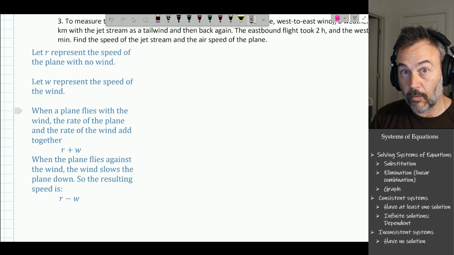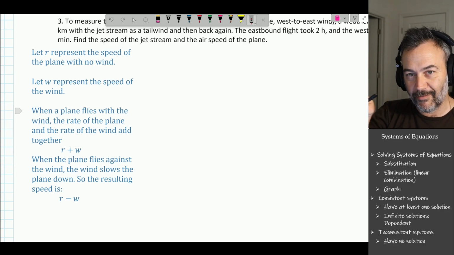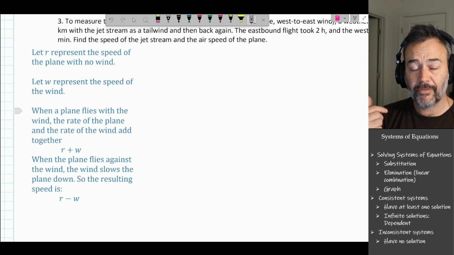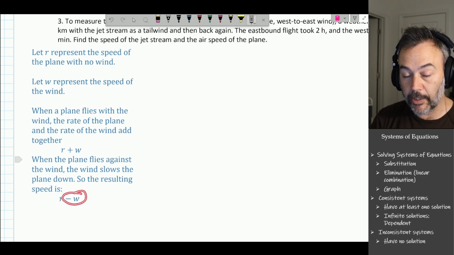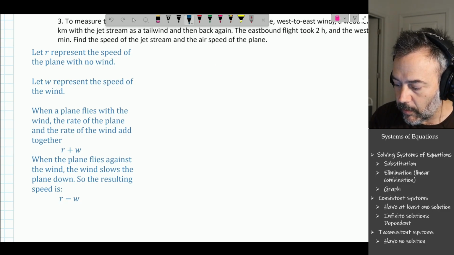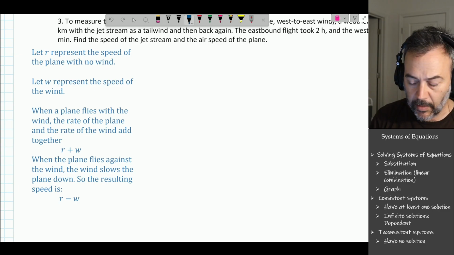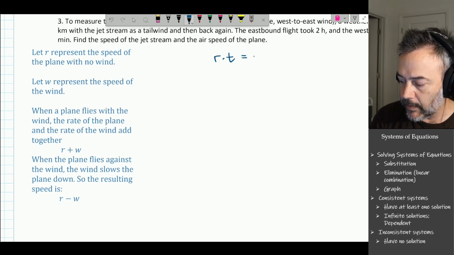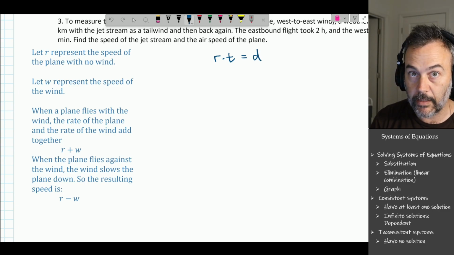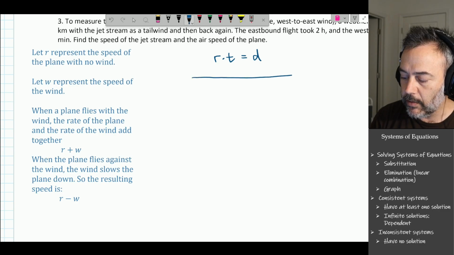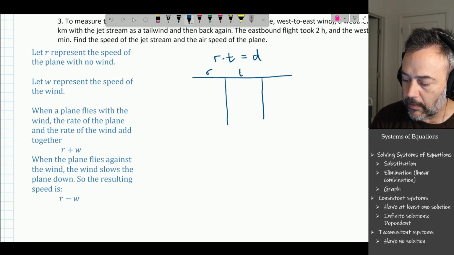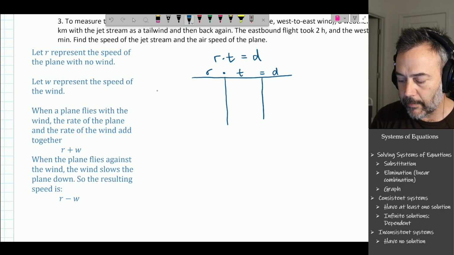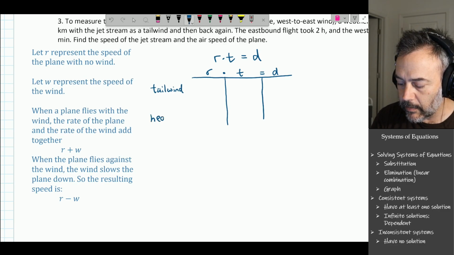A tailwind means it's pushing on your tail forward. A headwind, or flying into the wind, means the wind is slowing you down. So our main equation we need in this problem is rate times time equals distance. And for a lot of these rate problems and linear equation problems, it can be helpful to use a little table where you have R, T, and D, rate times time equals distance. And we have, I'll put tailwind and headwind.